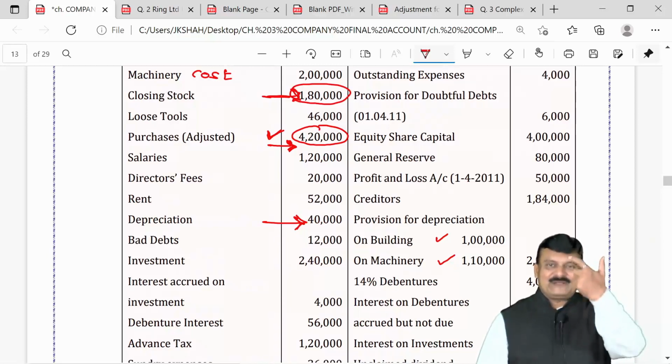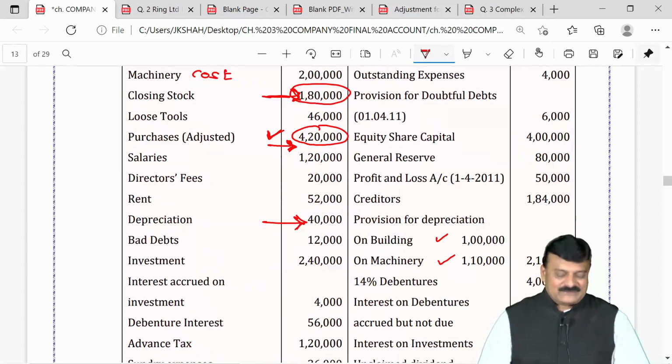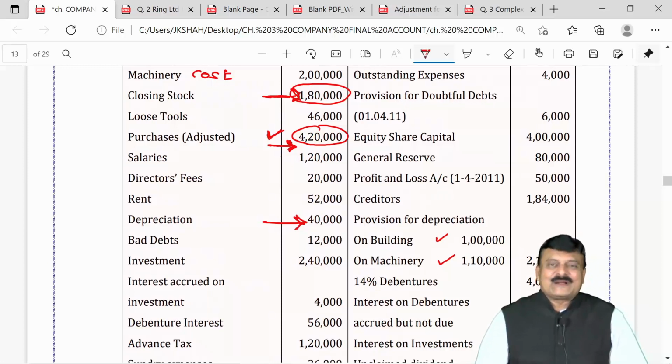So when you write it in the P&L statement, under purchase of stock in trade, the amount will be 5,80,000 rupees for adjusted purchases or actual purchases. Nothing difficult in that. Okay, so two full length sums. One discussed previously, and this was question number 2.